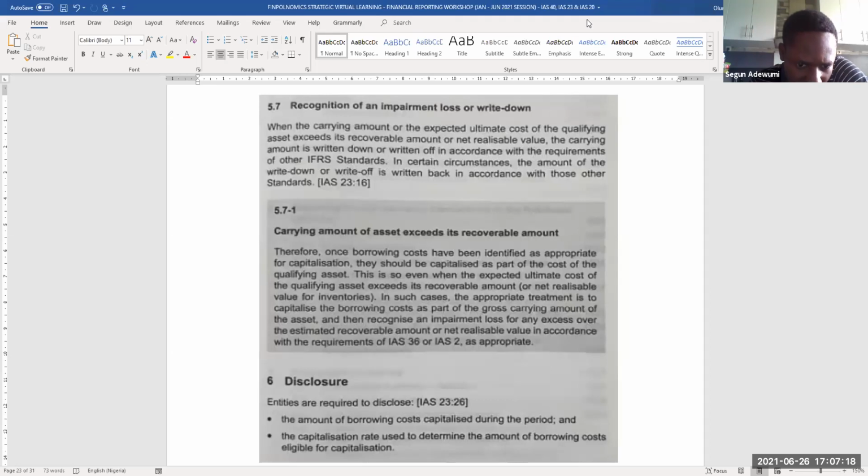Disclosure. Entities are required to disclose: 1, the amount of borrowing costs capitalized during the period, and 2, the capitalization rate used to determine the amount of borrowing costs eligible for capitalization. Yeah, the disclosure is very straightforward.